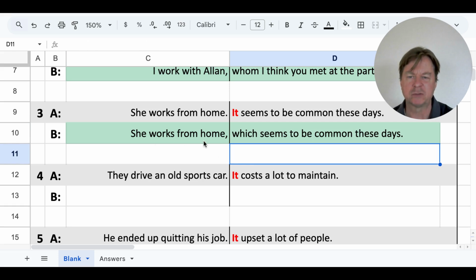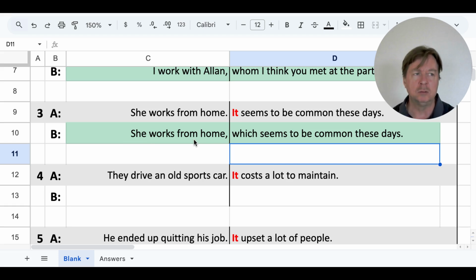And voila, she works from home, which seems to be very common these days. This actually is a very common use of a non-defining relative clause where it refers to the whole sentence. So it's work from home. It doesn't refer to home, it refers to the verb phrase, work from home.